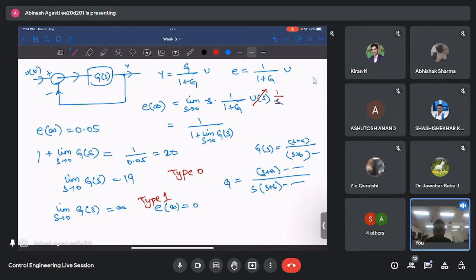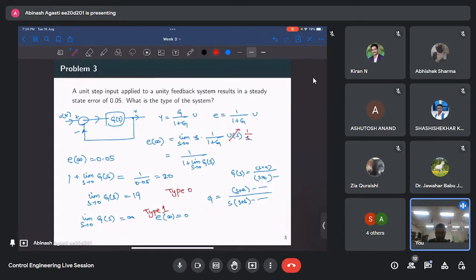So from this what we can say is, if I want my system to track some constant input, then the system should have an integrator, that is a pole at the origin. Without an integrator, my steady state will never reach the desired output, and I will always have some small amount of error.